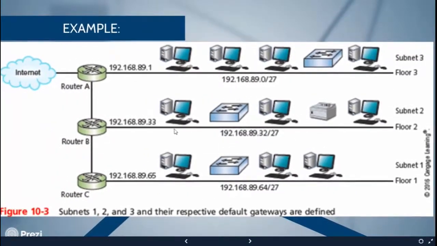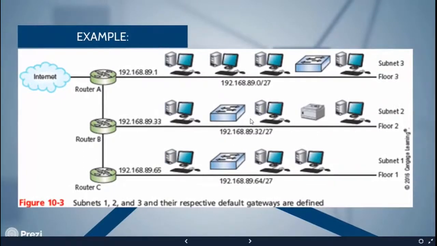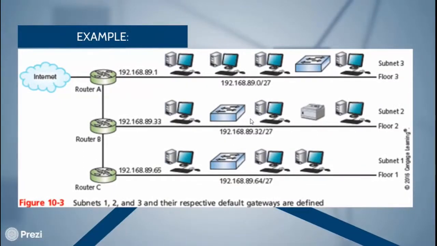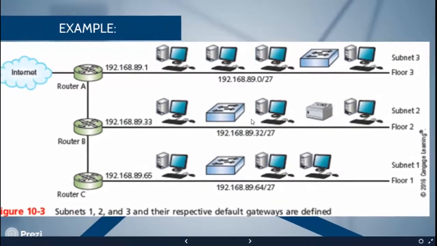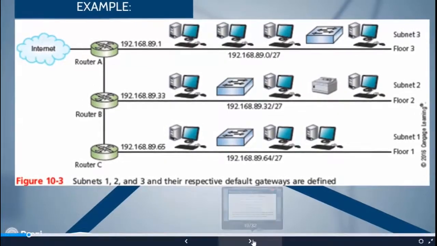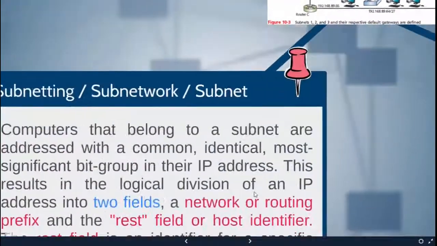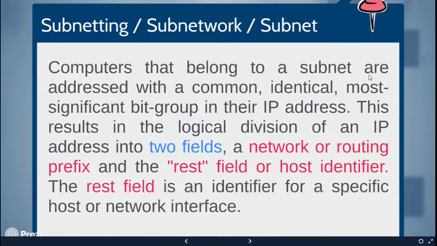Okay, so this is an example of subnetting. We're going to do some computations later. Okay, so this is just showing you how subnet is done, as a review. Okay, and then computers that belong to a subnet are addressed with a common, identical, most significant bit group in their IP addresses, and this results in the logical division of an IP address into 2 fields: the network or routing prefix, and the rest field or host identifier.